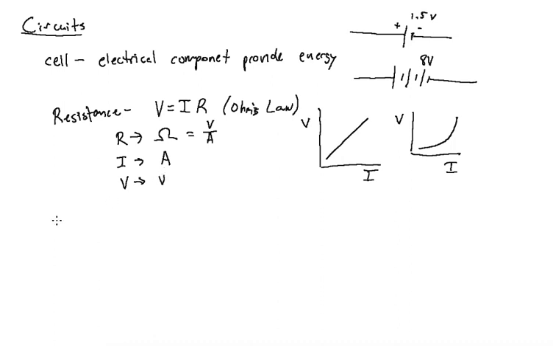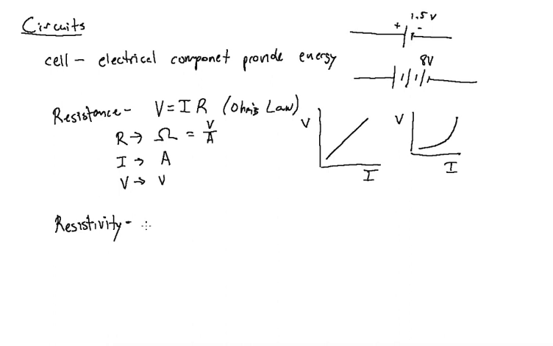Now the next thing is called resistivity. And this is more of a material property that tells you how well or how poorly something conducts electricity.